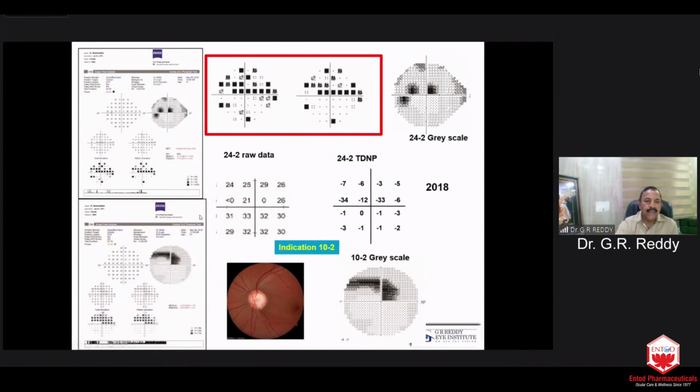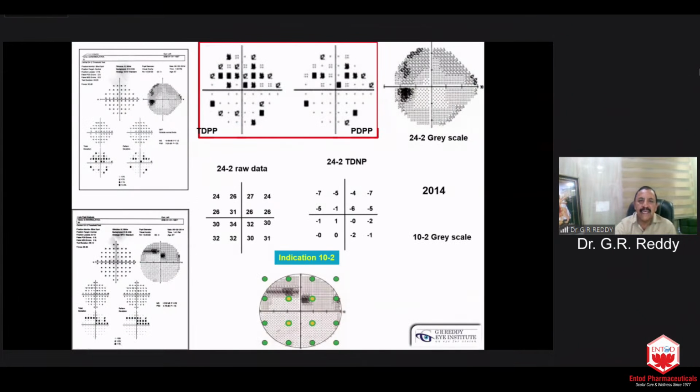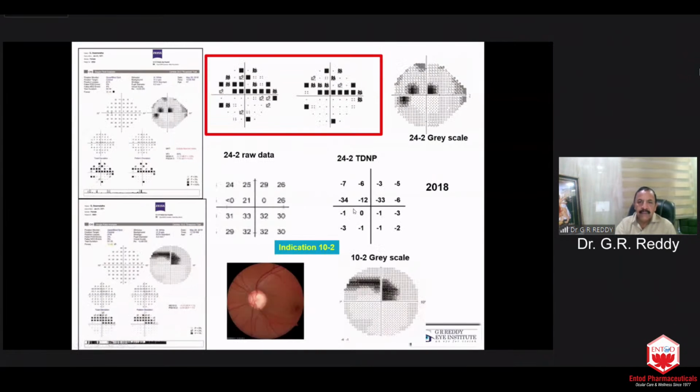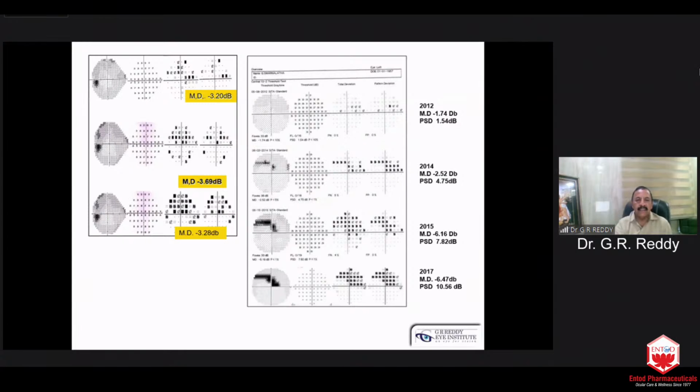So the most important clue from the beginning: the probability plot gives you the earliest clue to repeat the test with 10-2, and the disappearance of the bright shade within 10 degrees in the grayscale, and there may be minimal deviation points. Here 24-2 is more stable, while in 10-2 the disease is progressing in spite of the treatment.